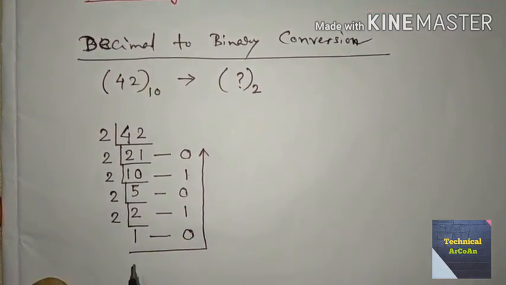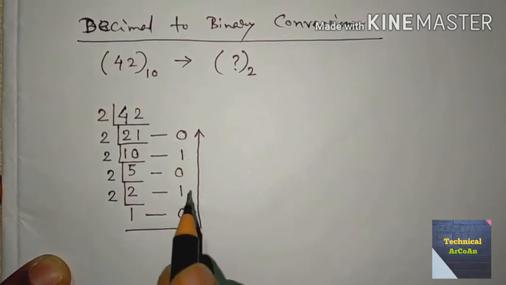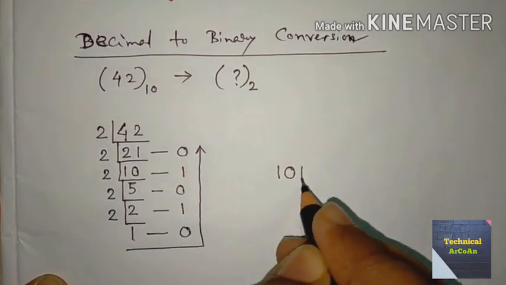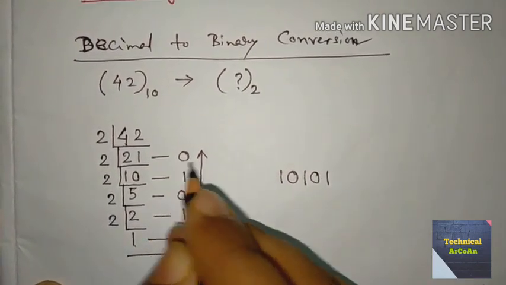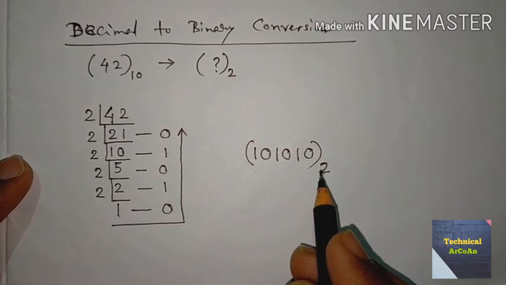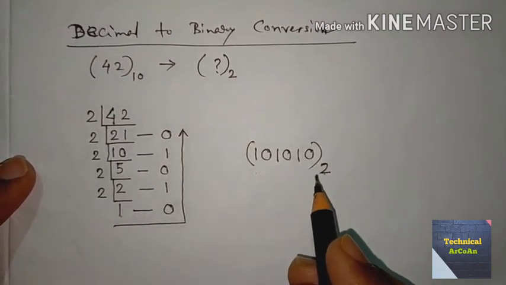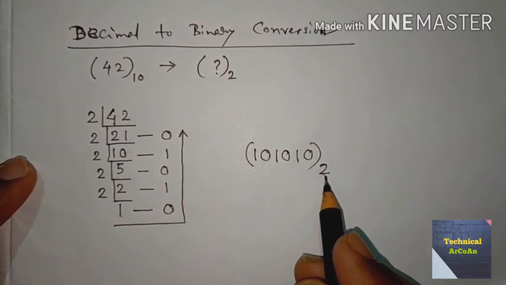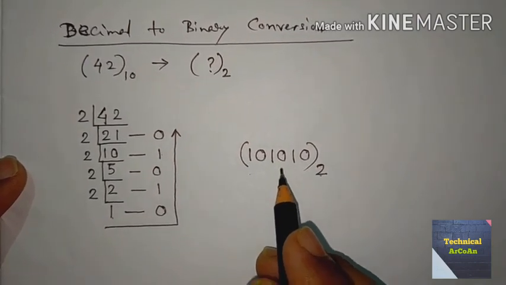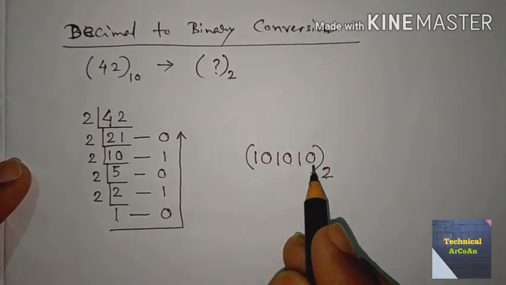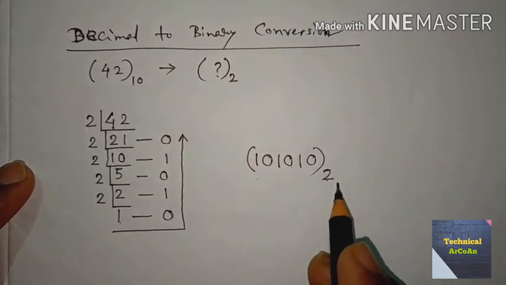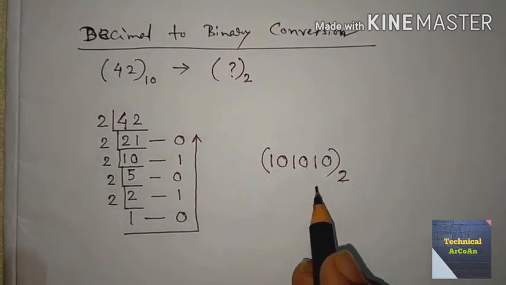This should be remembered: the number should be taken from bottom to top. So what will be the number? It starts from 1, next 0, next 1, next 0, next 1, next 0. So this will be the binary number. After converting the number to binary, you must provide the base. If I do not provide any base, the number does not belong to any number system. So that's why I am writing 101010, which comes from this example, and I am writing the base 2. That means this number is converted into a binary number.